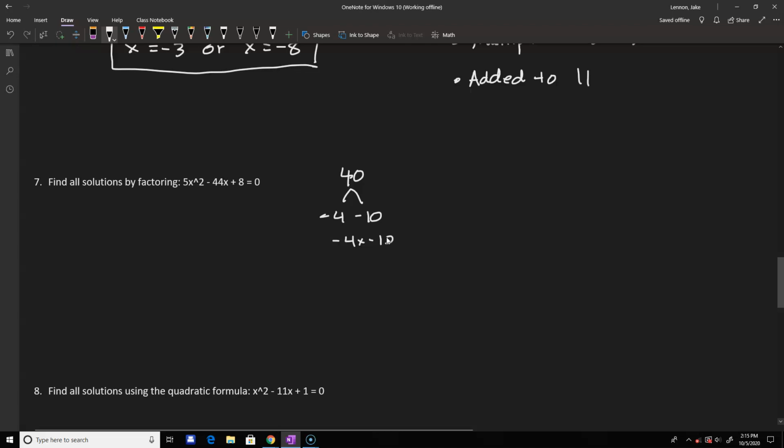-4x minus 10x equals -14x. Again, I've messed up the middle term for the practice problem. I apologize. This is meant to be -14x, not -44. That's my mistake again. Sorry about that. So we need two numbers, and that's how we found these.